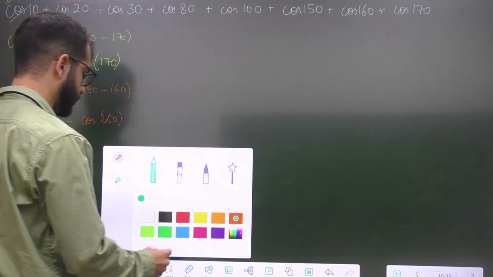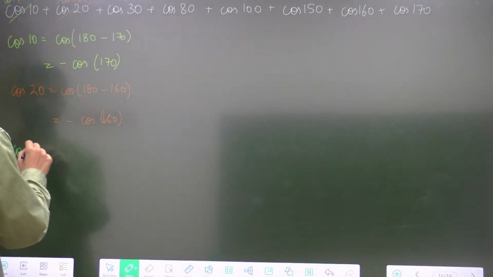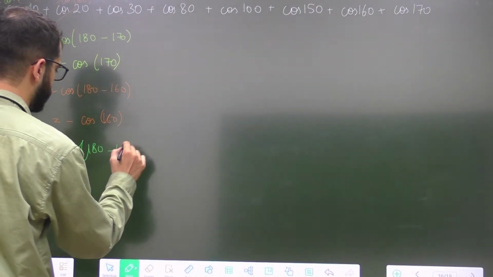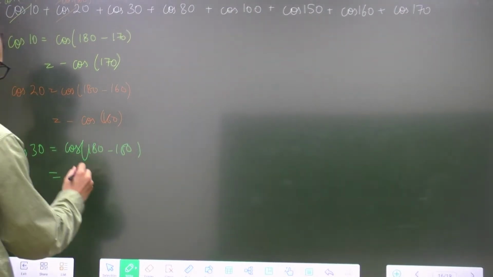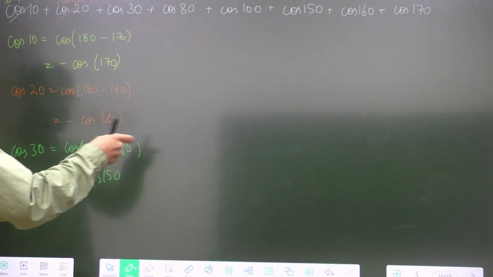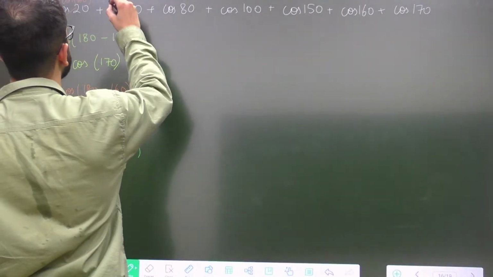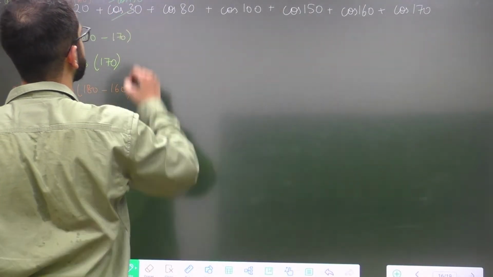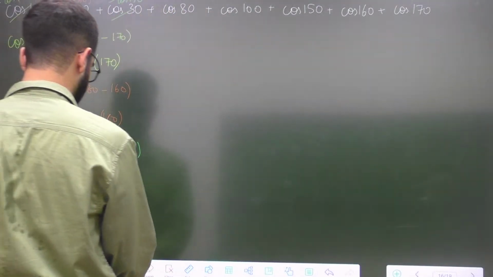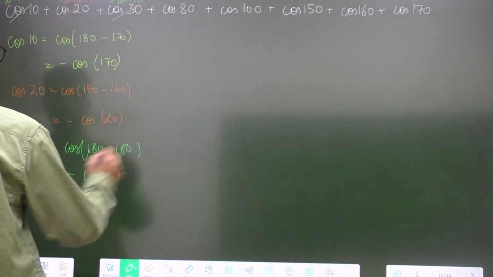Now let's convert the next term, that is cos 30. It can be written as cos of 180 minus 150, cos of pi minus theta, cos remains cos, theta is 150 in this case, and since it is pi minus theta, that's the second quadrant, I'll put a negative sign. So it is going to be minus cos of 150. So now we have converted the first three terms for the last three terms.